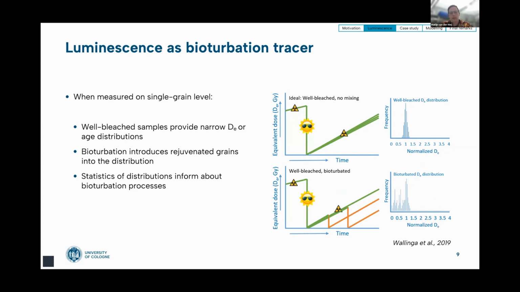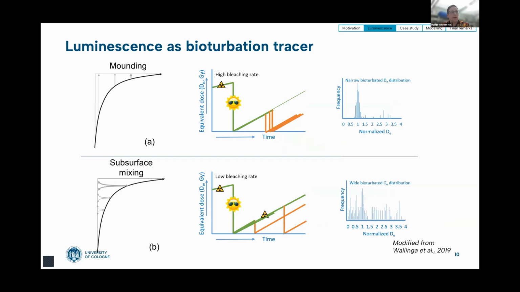So we applied this concept, that mixing affects the luminescence signal, to try to determine the type of bioturbation that could occur in the soil. When you think about mounding, so the transport of material from the subsoil towards the surface, you expect that a lot of soil material is exposed at the surface, exposed to the daylight, meaning you have a lot of bleaching, a lot of resetting of the luminescence signal. So all the grains would have a very similar luminescence signal in this case. You have a very narrow De distribution, with maybe some outliers depending on the rate of the bleaching, because this process exposes a lot of grains to the surface.